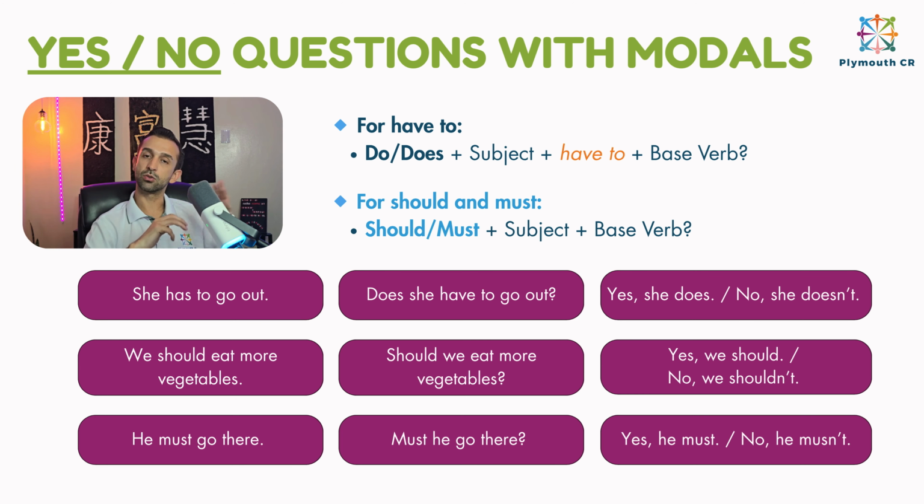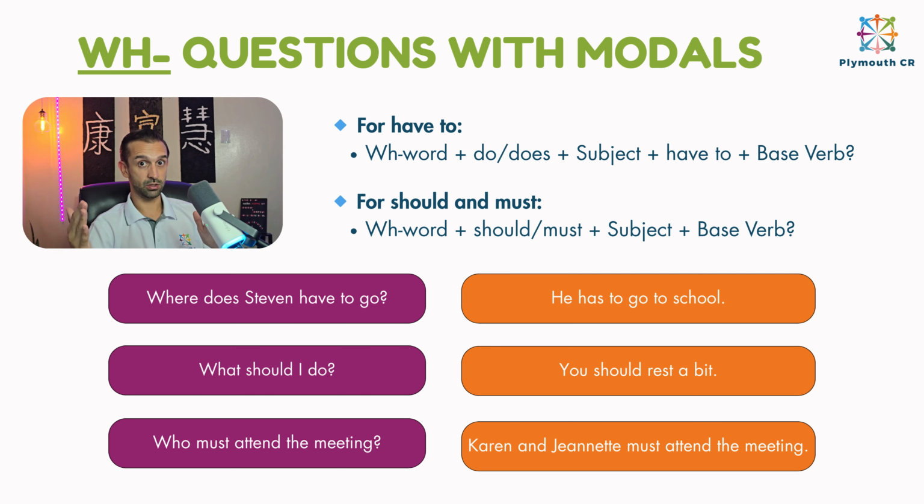For the WH questions with these modals, the "have to" is going to be different. So we're going to have the WH word, and then we're going to keep the structure of the yes/no question, which is with do or does, depending on the subject that you're using. And then for should and must, the same as the yes/no question, it's just that you add the WH word at the beginning, right? WH word plus should or must, plus the subject, plus the verb in the base form. In both cases, you always add a complement if you have it.